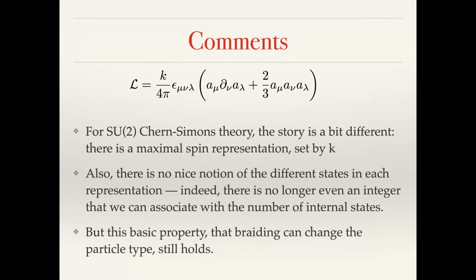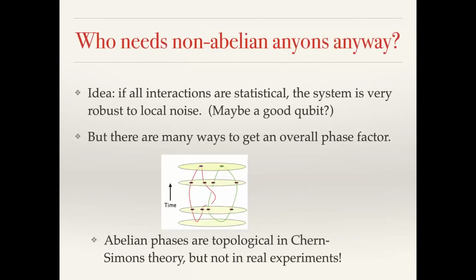Okay, so a lot of the things that we remember from thinking about the group SU2 no longer hold. First of all, the addition of angular momenta is very different. There's a maximum spin representation that you cannot get beyond. Second of all, there's no notion of an integer number of states in these irreducible representations, okay? But the basic property that braiding can switch the particle type, that's still there, okay?